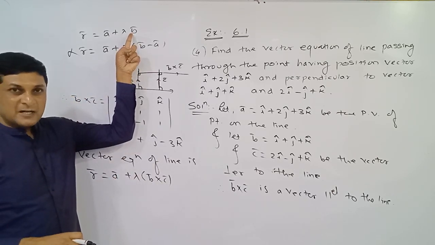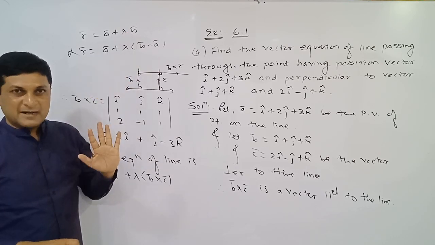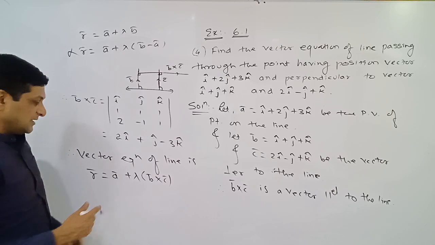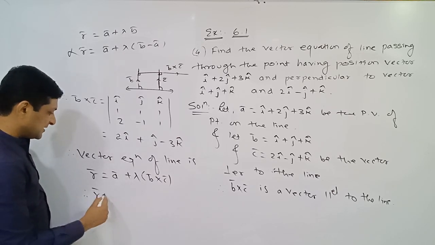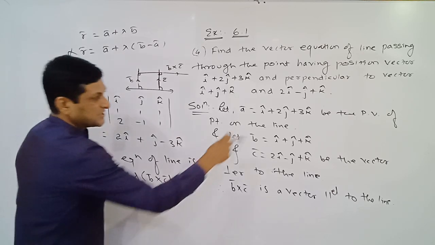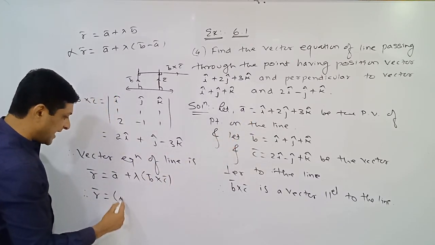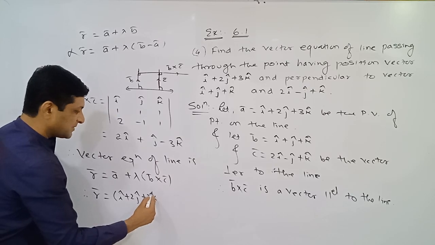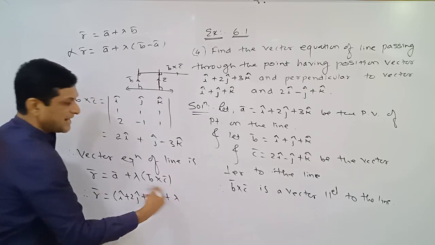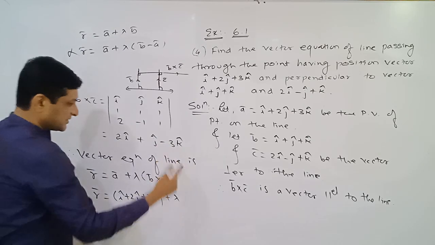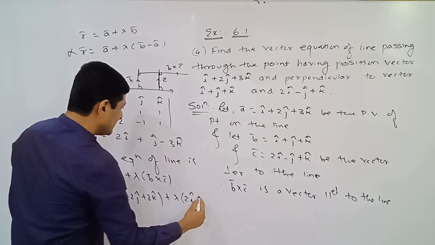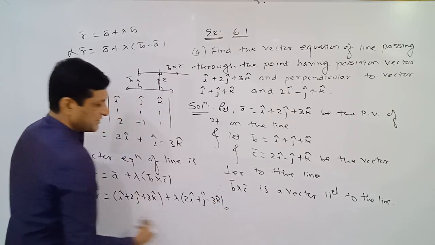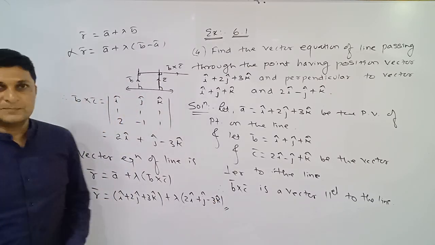Here the vector parallel to the line we have denoted by b bar. And here the vector parallel to the line is b bar cross c bar. So therefore r bar is equal to a bar. Replace a bar by its given value. Its value is I cap plus 2j cap plus 3k cap plus lambda b bar cross c bar. What is the value of b bar cross c bar? That is 2I cap plus j cap minus 3k cap. In this way we have got the required vector equation of the line.